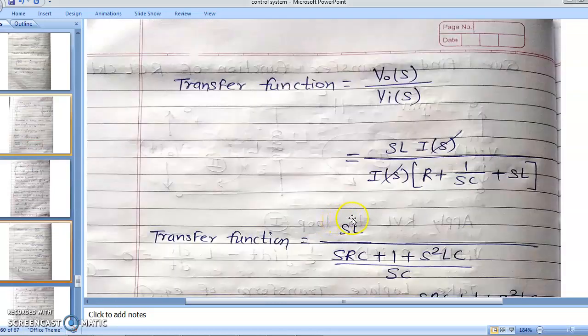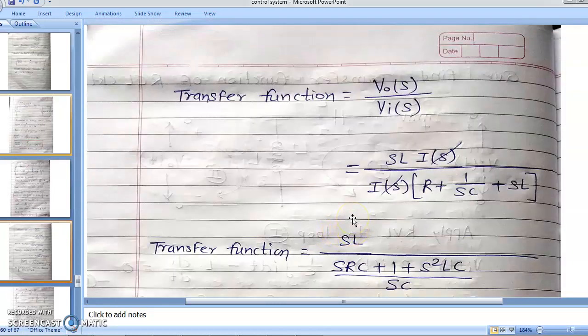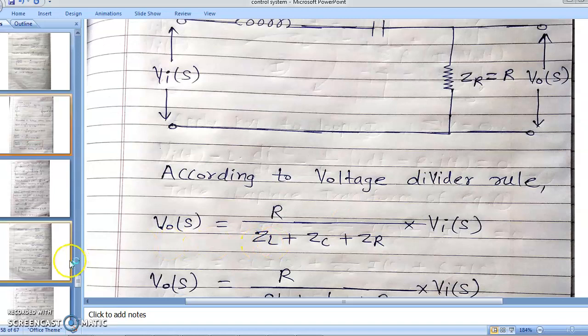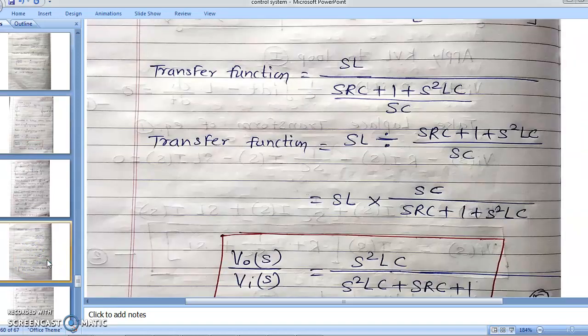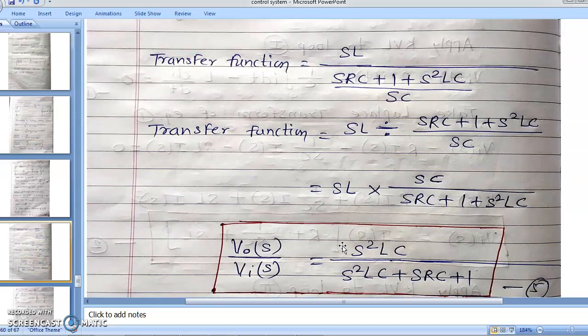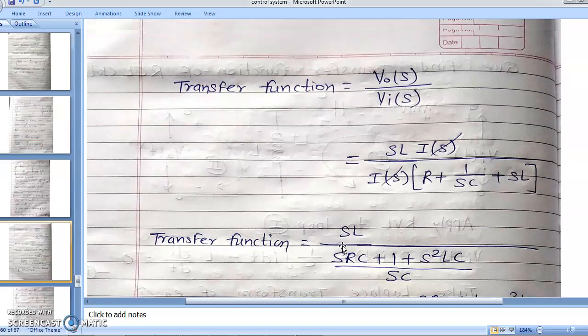Now take the Laplace transform of that equation, whatever we get after applying Kirchhoff's voltage law. So take the Laplace transform of that equation.